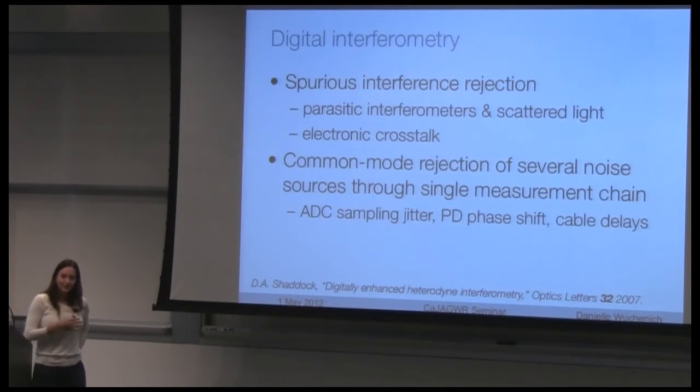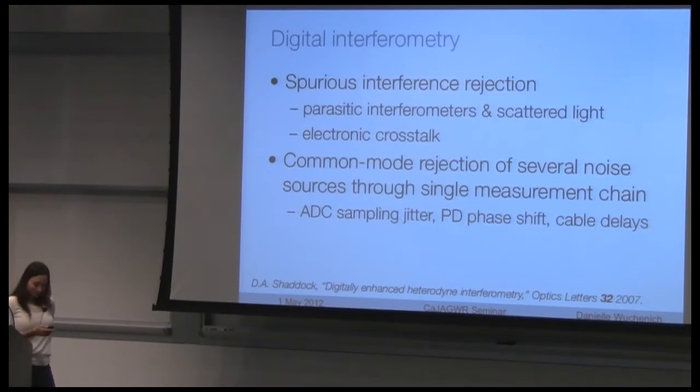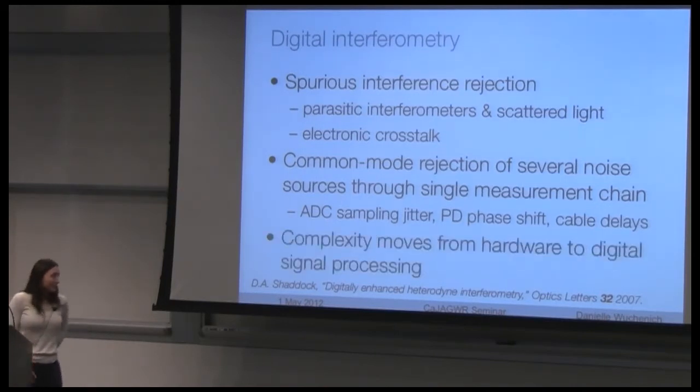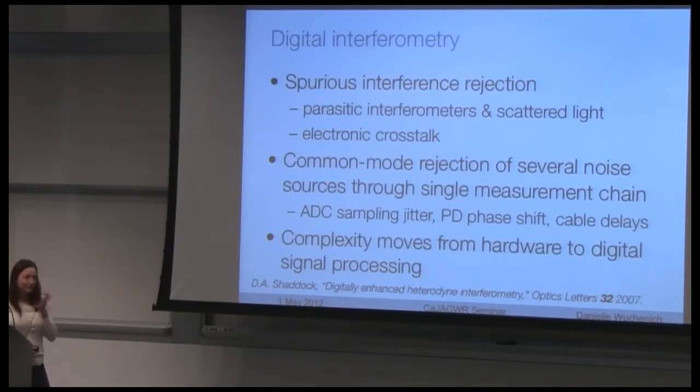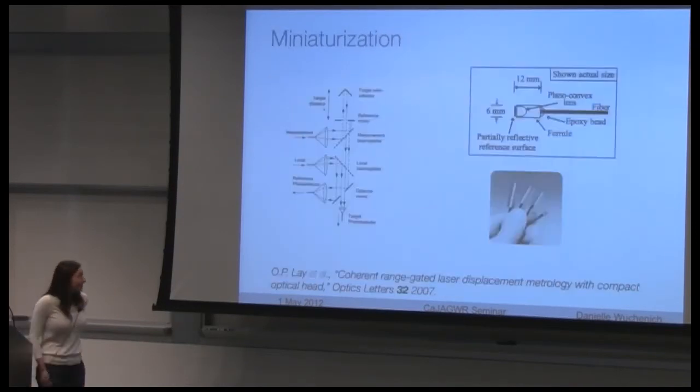Because you're using the same detector and going through all these different things, when we do a difference measurement, for example, reflection 2 minus reflection 1, all of these things are common throughout the whole chain, and so you can strongly reject most of these, which is great. And the other thing is that the complexity really moves from the hardware to the digital signal processing. It's not necessarily trivial, but the hardware itself becomes simpler now. You don't necessarily need lots of optics or lots of detectors or things like this.